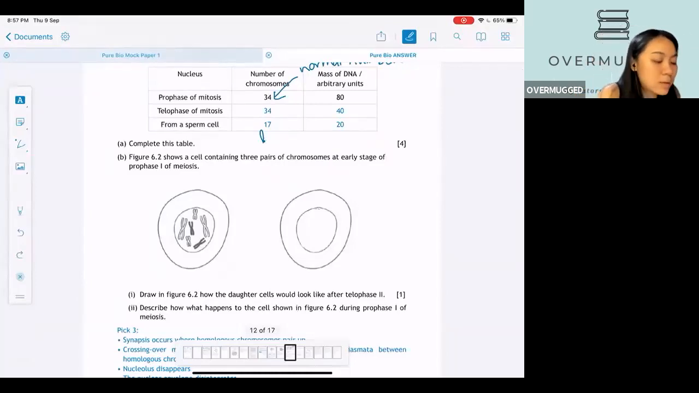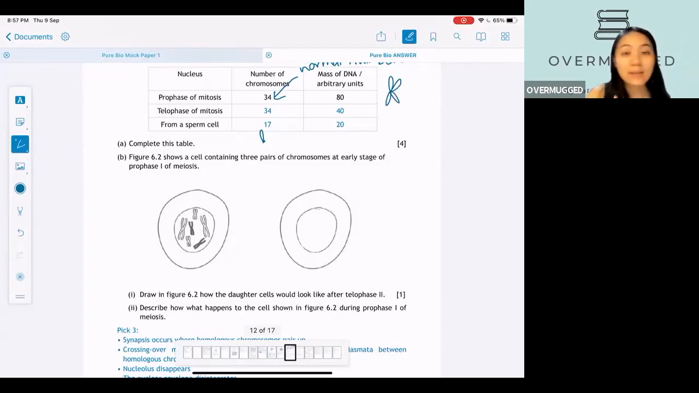Okay, so for the DNA, let's say the prophase has 80 DNA, right? So prophase is like this. This is mitosis. By the time it's in telophase, they would have separated, right? Because they were lying at the metaphase plate and then separated. So by the time it reached telophase, it's already like this. And then the sperm cell would halve it even further. So that's why it's 80, 40, 20.